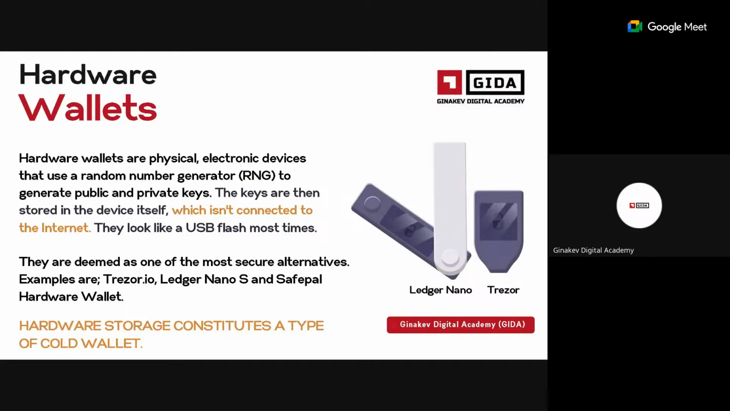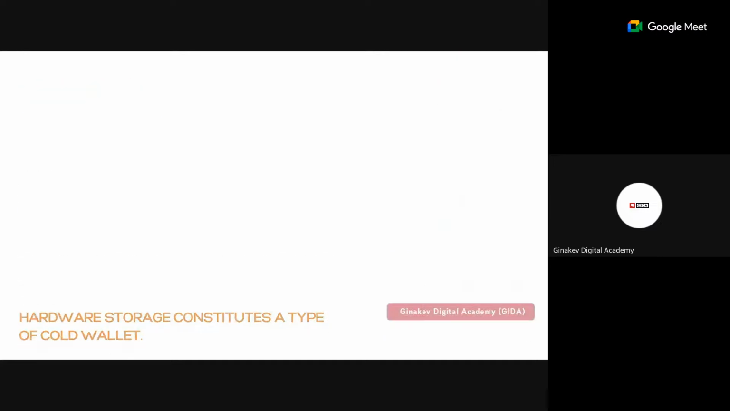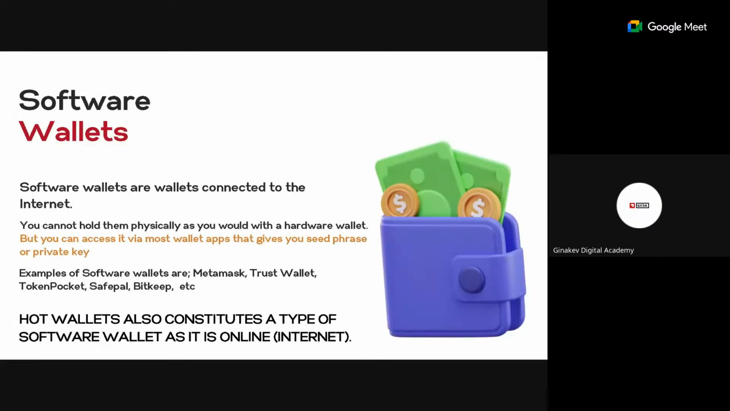So all hardware wallets are what? They constitute a type of cold wallet, because most of them don't have access to the internet. For those of us who did computer studies in secondary school, or back then in high school, you will hear things like hardware of a computer and software of a computer. Hardware of a computer are parts of the computer that you can see, feel, and touch. Examples: mouse, keyboard, monitor, printer, right? It's almost the same thing here. So software wallets are wallets connected to the internet. You cannot hold them physically as you hold a hardware wallet.